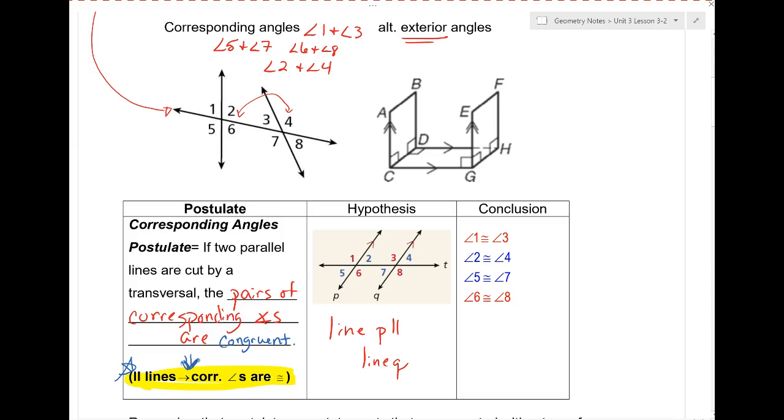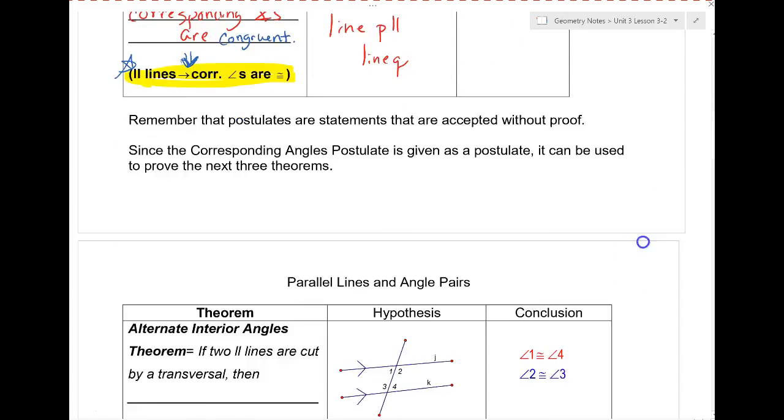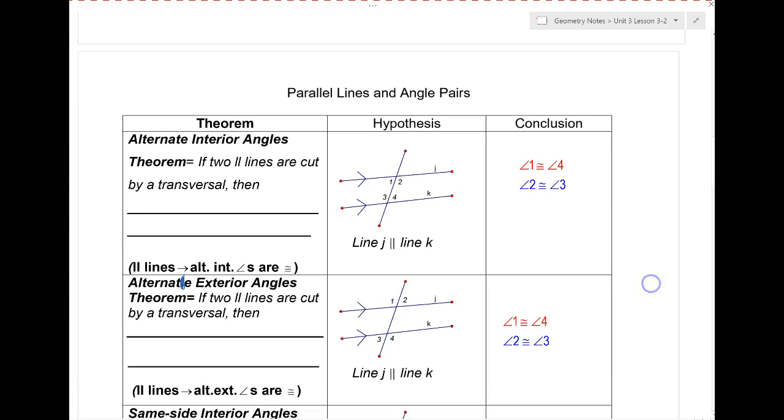Now, be able to explain it in your own words, but if you don't start off with two parallel lines, it's not going to make any difference. So that's our first postulate. Okay. Now the next ones are going to be theorems.